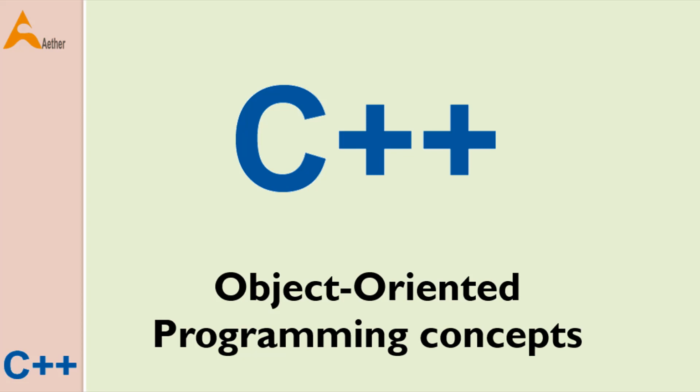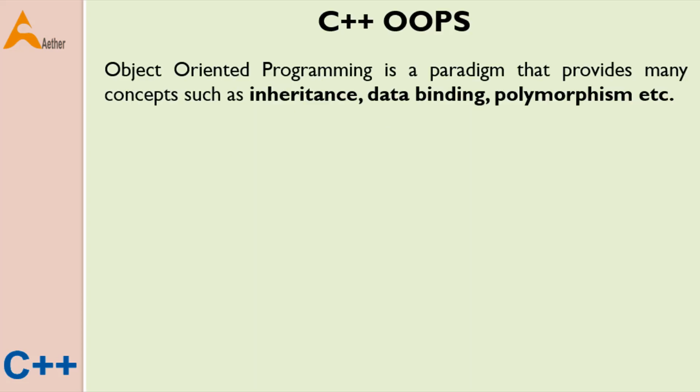The major purpose of C++ programming is to introduce the concept of object orientation to the C programming language. Object-oriented programming is a paradigm that provides many concepts such as inheritance, data binding, polymorphism, etc. The programming paradigm where everything is represented as an object is known as a truly object-oriented programming language. Smalltalk is considered the first truly object-oriented programming language.